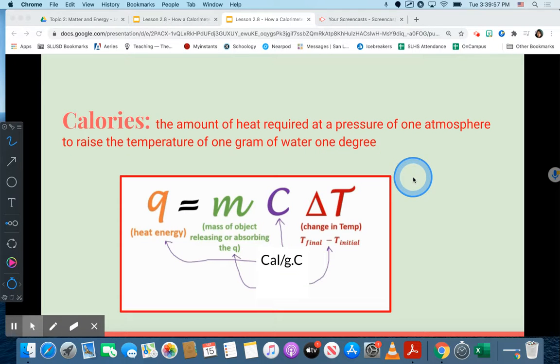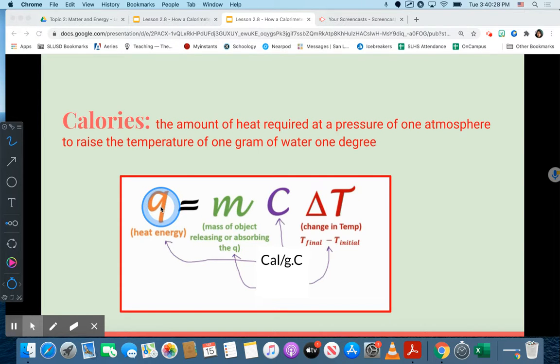All right, so in this video, we're going to talk about how we calculate calories using a calorimeter. So we know that calories, I'm not going to read this definition. I'm just going to talk about it in terms of regular English. Calories is just how much heat or how much energy is in food. And this is the equation we use to calculate calories. So this Q, or heat energy, is how many calories is in the food that we're calculating.